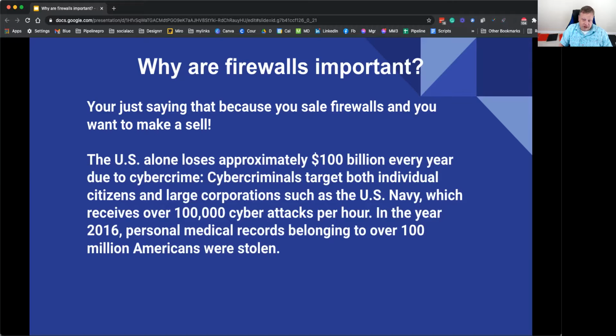The US alone has lost approximately $100 billion every year due to cybercrime. Keep that in mind. $100 billion a year. So it might not be you that gets attacked by the cybercrime, but the insurance company has to pay money out for that. So guess what's going to happen to your business? Your insurance rates are still going to go up too, even though it wasn't you that got hacked, because it's costing them more money as each year it continues to grow. So we'll say next year it might be $150 billion. Well, that means your insurance rate's going to go up next year.